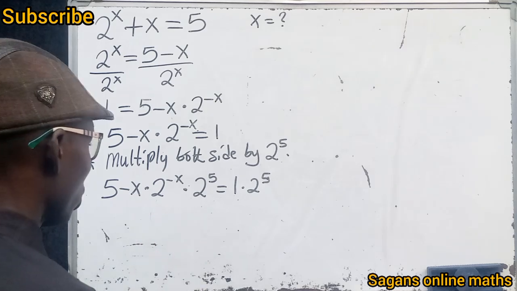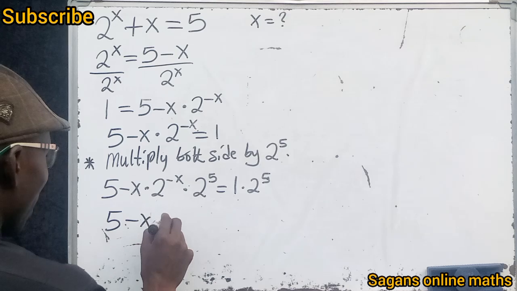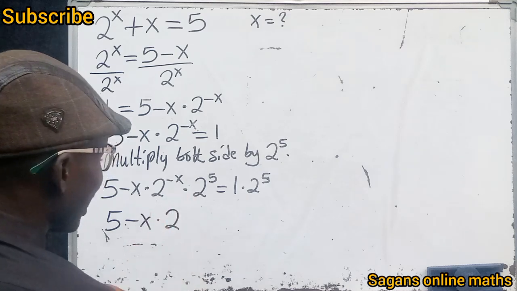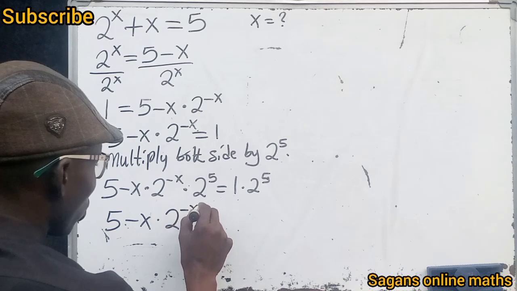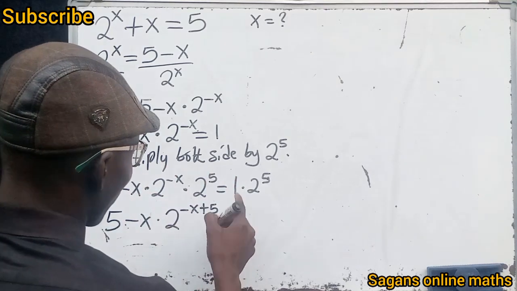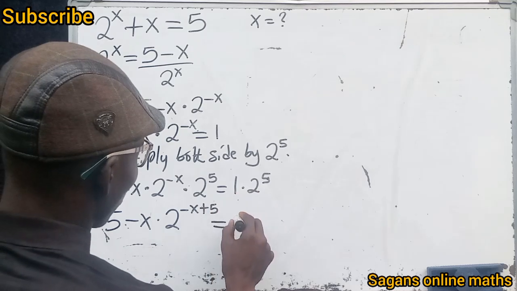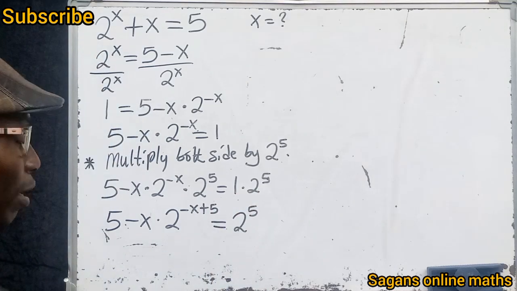Okay, this is interesting. Now see that 5 minus x is multiplied by 2 raised to the power of minus x. From here, let's take a single base and add the exponent. So this becomes minus x plus x, obeying one of the properties of indices. This will be equal to 1 times 2 raised to the power of 5, because 1 times anything is that value.